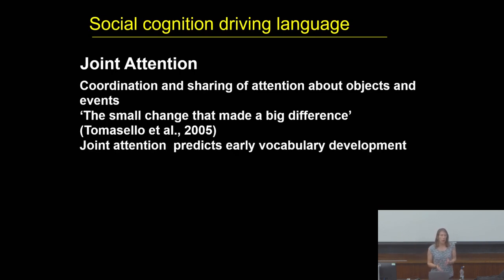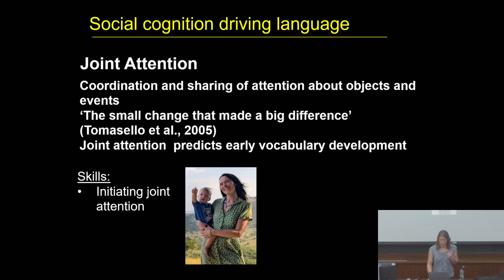We also know that in terms of ontogeny, joint attention predicts early vocabulary development, at least in Western samples. So it seems to be a really important skill related to language, both from an evolutionary perspective, but also a developmental perspective. Let's break it down a little bit further and be more specific about what I mean by joint attention. For me, individuals have joint attention skills.